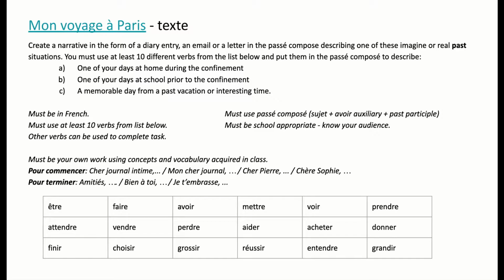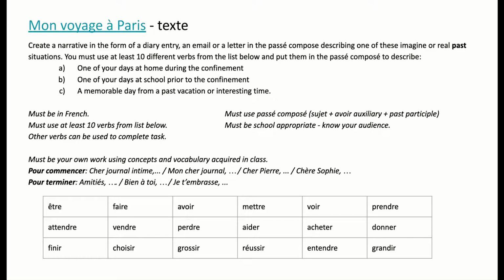So your assignment must be in French. You have to use at least 10 verbs from the list below. You can see that there's 18 verbs for you to choose from. You can use other verbs too, but I have to see at least 10 from that list. You must use the passé composé, following the pattern of subject, avoir as the auxiliary, and the past participle. And of course, your story must be school appropriate. Please know your audience. It must be your own work using concepts and vocabulary acquired in class. So I want to see you demonstrate what we've been working on the past couple weeks.